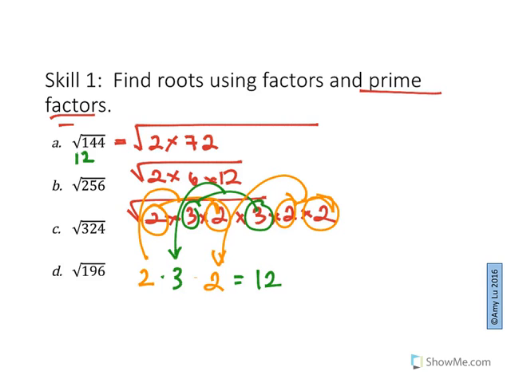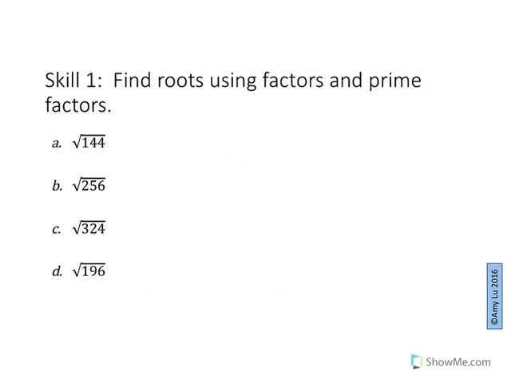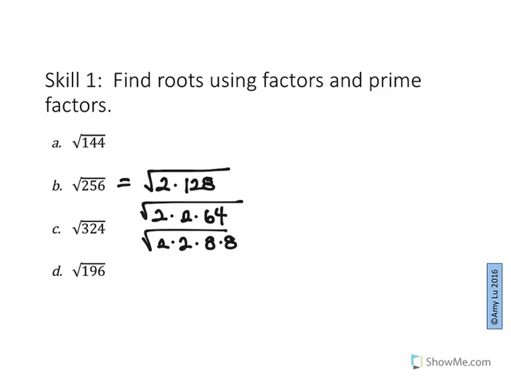So at this time, pause and do B, C, D. Now the next one, you could have broken it down to 2 times 2 times 8 times 8. I could go into its prime factors even further, but I already see 2 pairs. I see a 2 and I see an 8. So therefore the square root of 256 is 16 because 2 times 8 is 16.